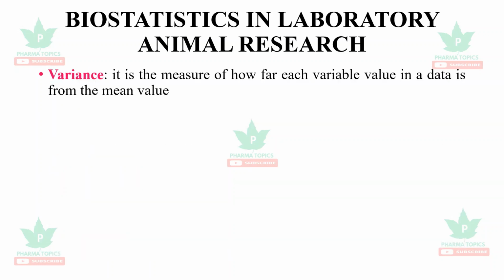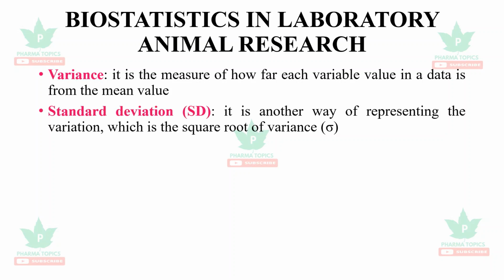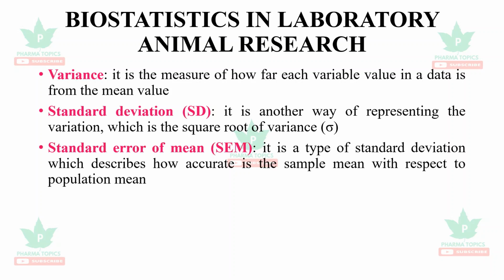Then variance. It is the measure of how far each variable value in a given data differs from the mean value is called a variance. Standard deviation, it is another way of representing the variance, which is the square root of variance. Standard error of mean, it is a type of standard deviation which describes how accurate the sample mean is with respect to the population mean.